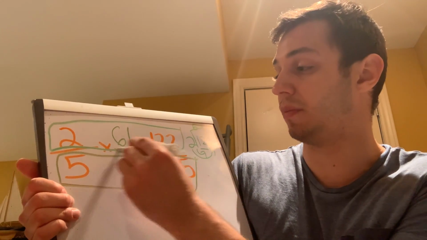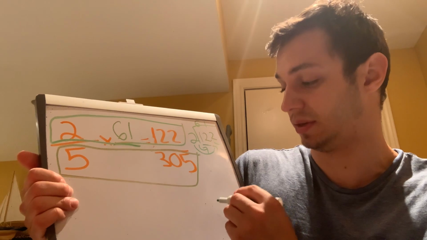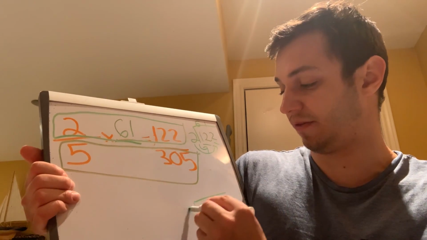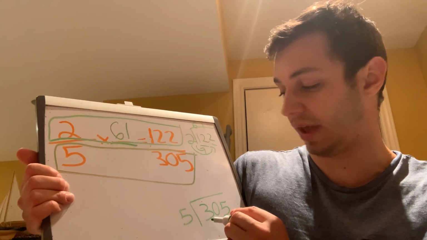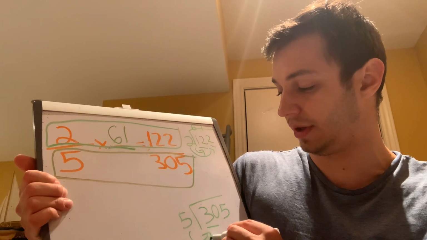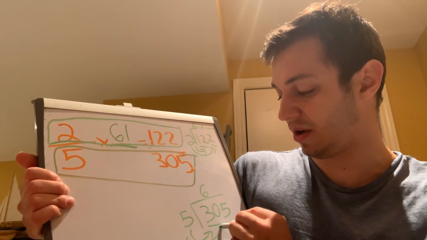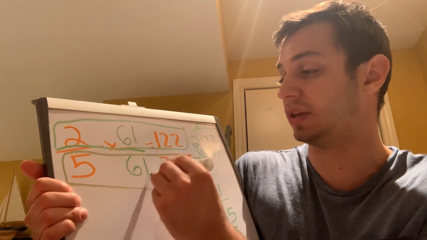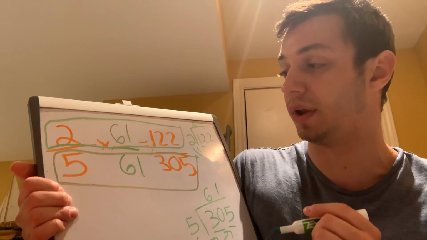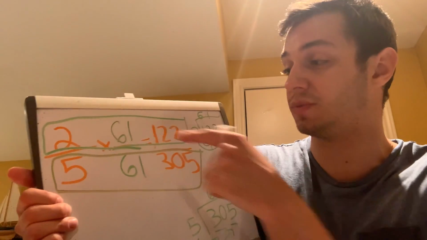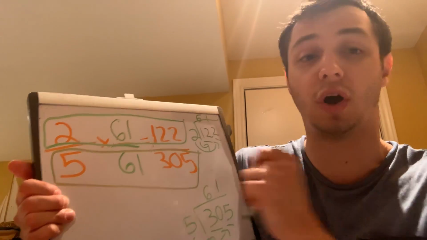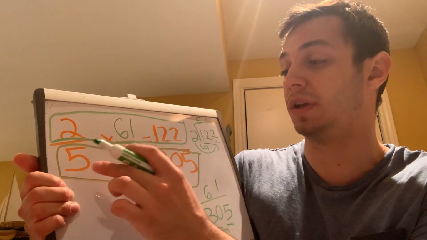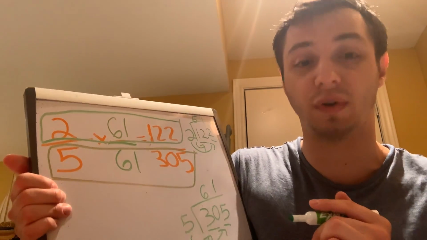And then for my bottom number, I'm going to do the same process. I'm going to divide 5 into 305. I know that 5 can't go into 3, but it can go into 30 6 times. And then I know 5 can go into 5 one time as well. So my fraction is 61 over 61. I know this is correct because both my top number and my bottom number are the same number. Remember, they have to be the same number in order for these two fractions to be equivalent.